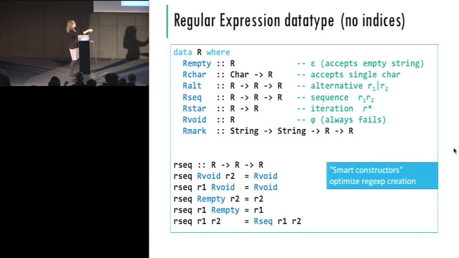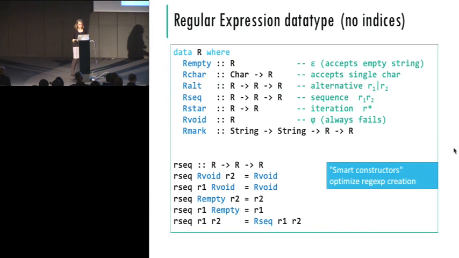So for example, we know that if we're constructing a sequence of two regular expressions, and the first part of that sequence is the regular expression that always fails, we don't need to construct that sequence. We know that regular expression is always going to fail. So we can just return our void for that. So we can do some optimization. Likewise, if we're constructing a sequence and the first part of that sequence is the regular expression that accepts the empty string, we don't need to remember that, right? The second part accepts the exact same language, so we can drop that initial empty string.